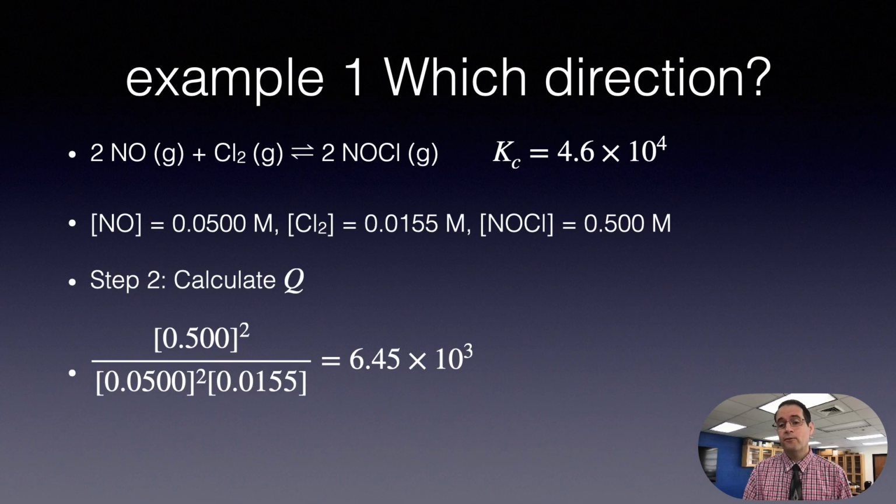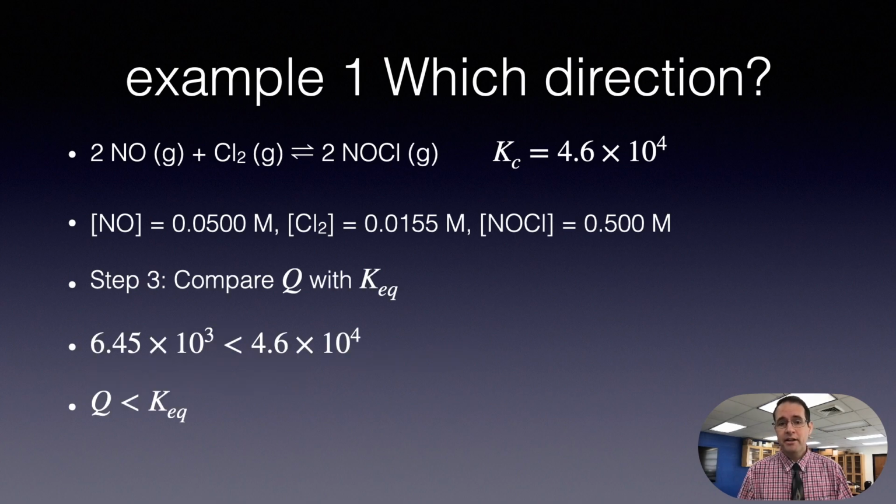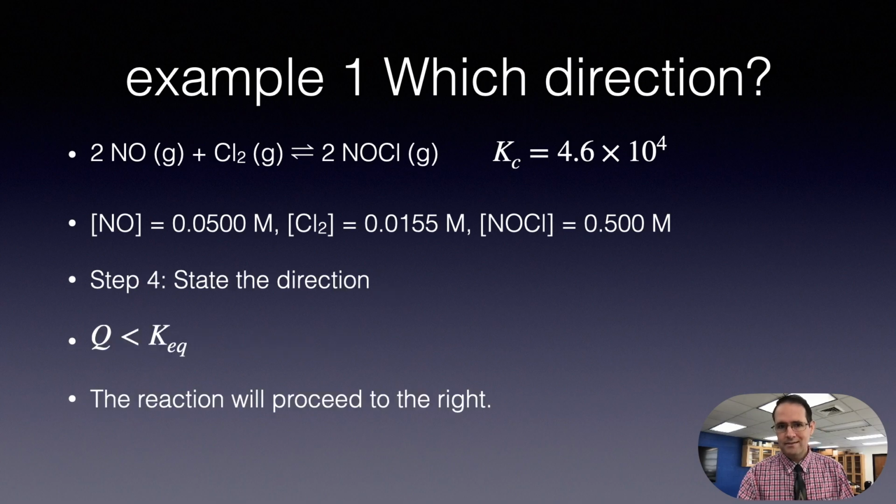I get 6.45 times 10 to the third on my calculator. Now what we want to do is compare that number with the starting KEQ, or the KC in this case, that was given to us, okay? When you compare Q with K, we can see a 10 to the third is less than 10 to the fourth, and we can see that Q is less than KEQ. So what this means is that, well, now we want to state the direction using a full complete sentence. The reaction will proceed to the right. Okay, so that's our final answer there.